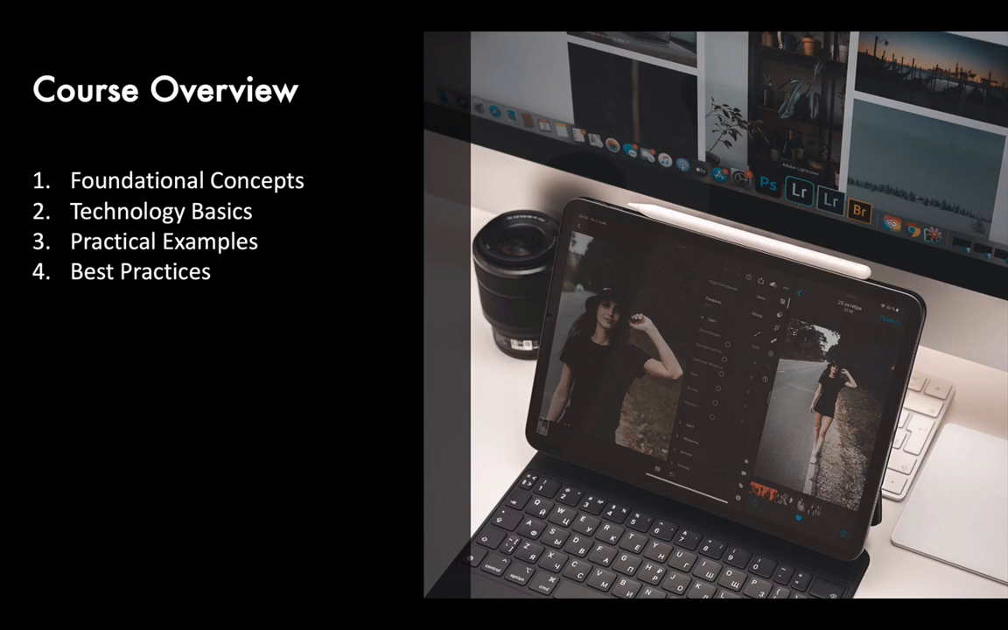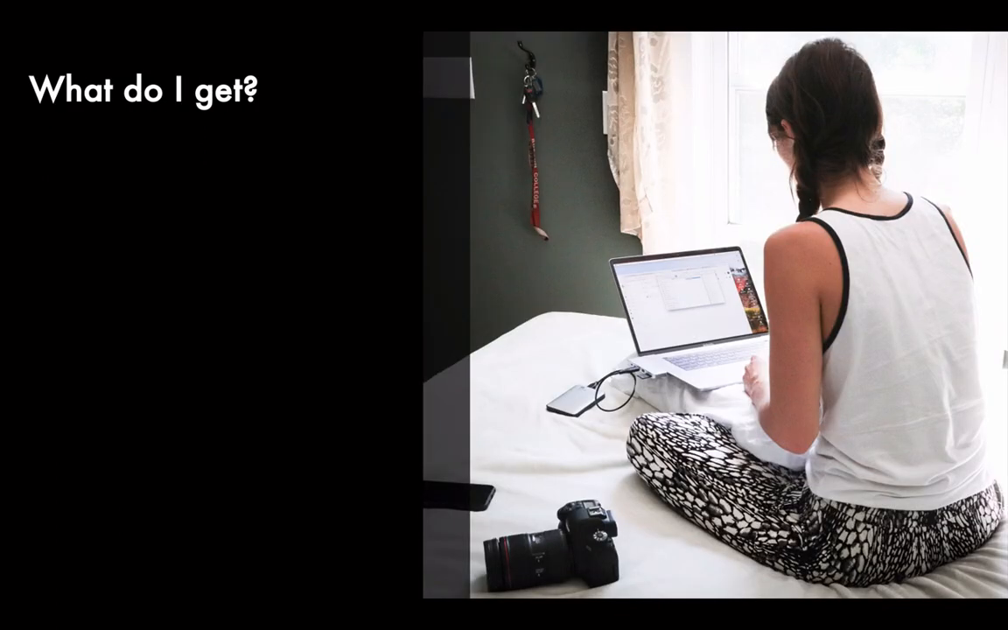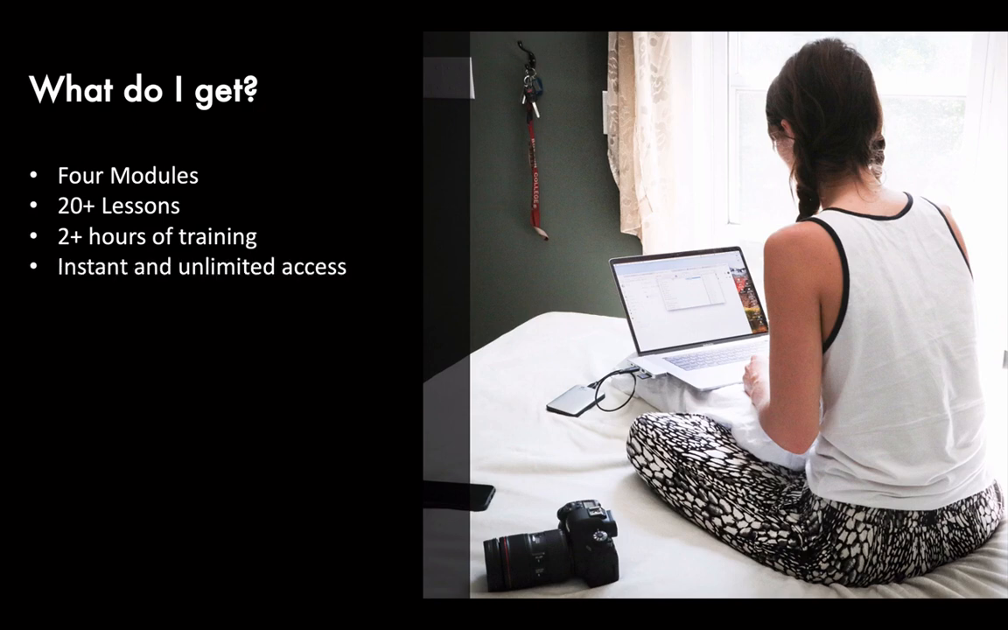So when you sign up for this course, what will you get? Well, it includes 4 modules on a variety of topics, and those 4 modules include more than 20 individual lessons. And those lessons include about 2 hours of training content. When you sign up, you'll get instant and unlimited access to all those courses. You don't have to wait. And you can also take your time and watch and rewatch the lessons at your convenience.